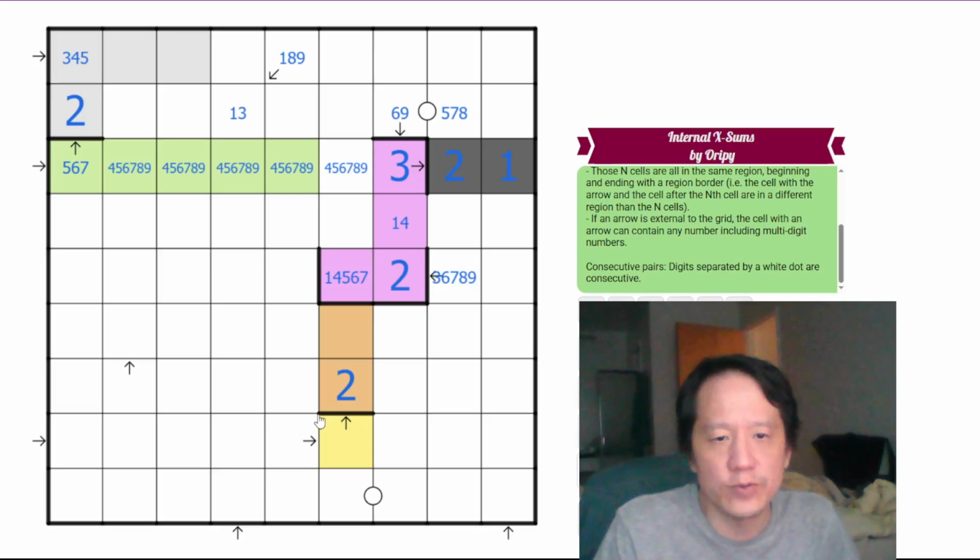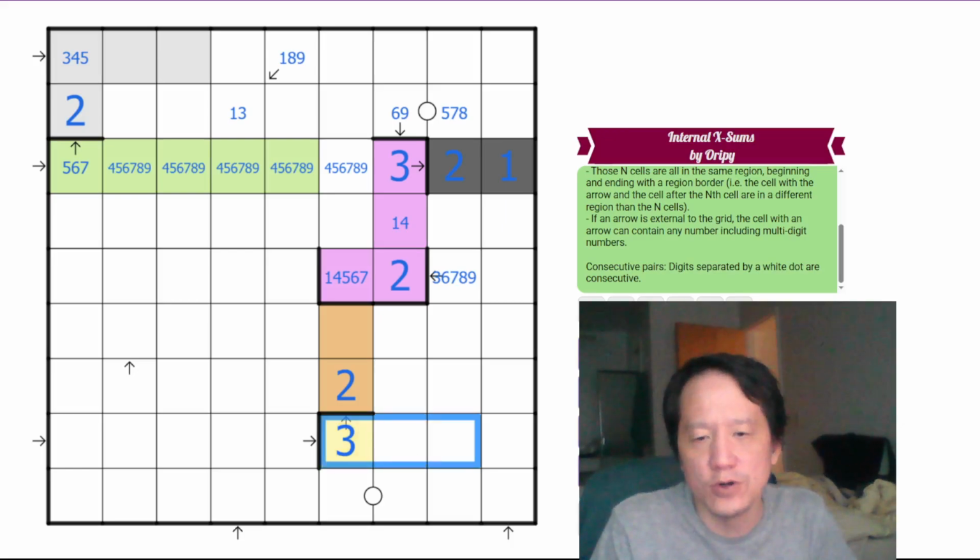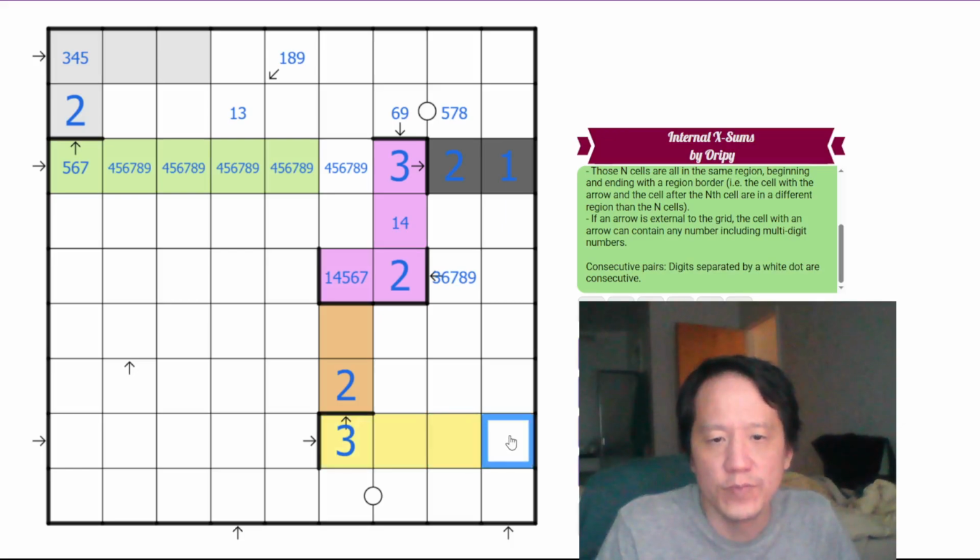This is a separate region here. It cannot be 1 because then this would be 1 because it's a sum of that. Therefore, this is a 3. So all 3 of these are yellow. This is a separate region. We're going to mark it as blue.